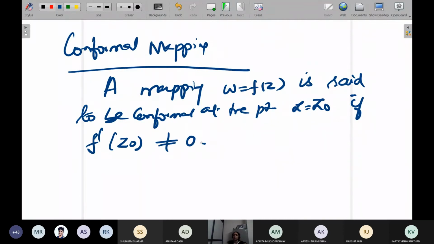That means the derivative should exist. If the derivative exists, it is an analytic function. For analytic functions only, we are seeing conformal mappings. You understood?